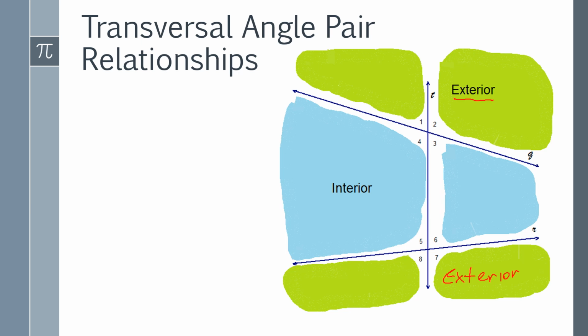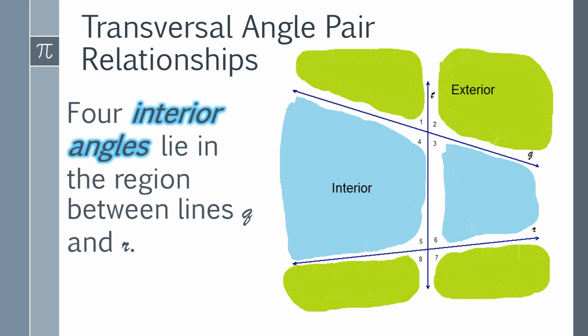This area inside of here, that is called the interior, okay? So this is the interior. It's in the field of play, as we would say if we were looking at a playing field. Okay, so we have interior angles. We have 4 interior angles that lie in the region between lines Q and R.